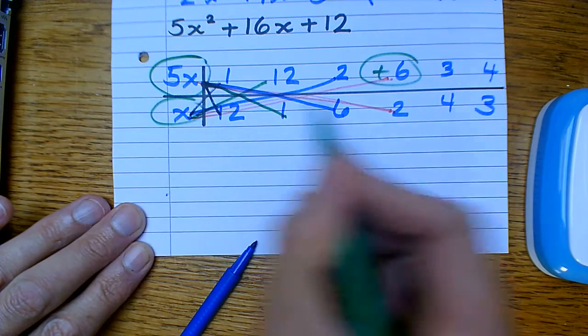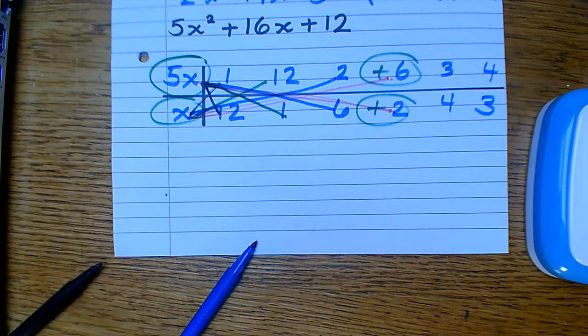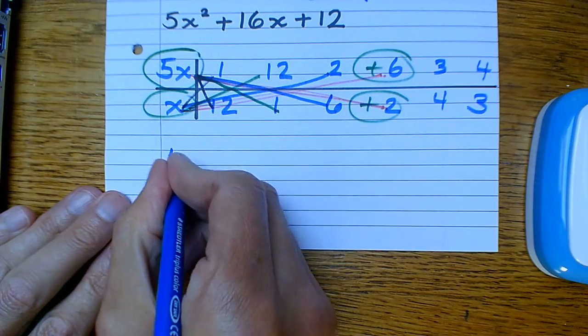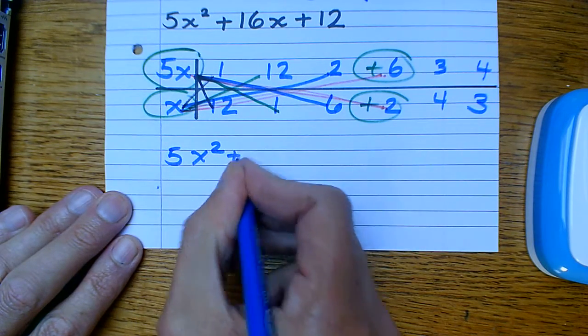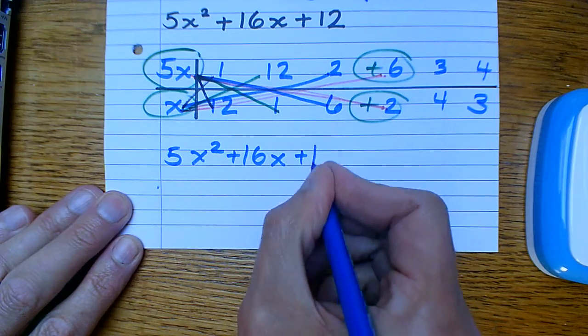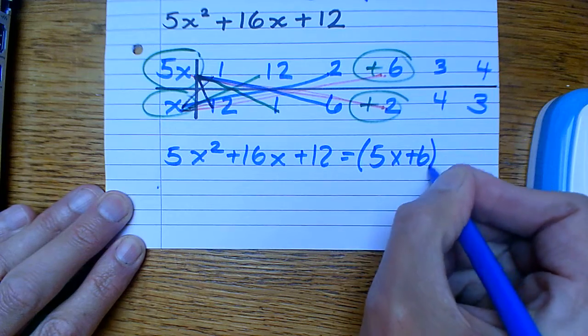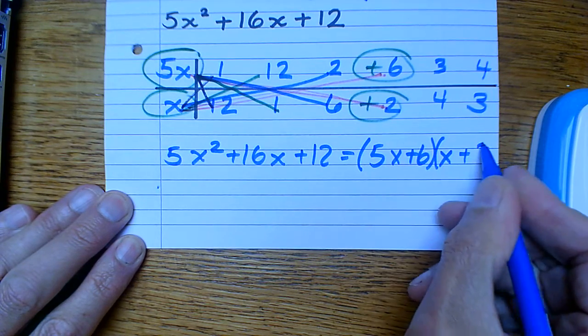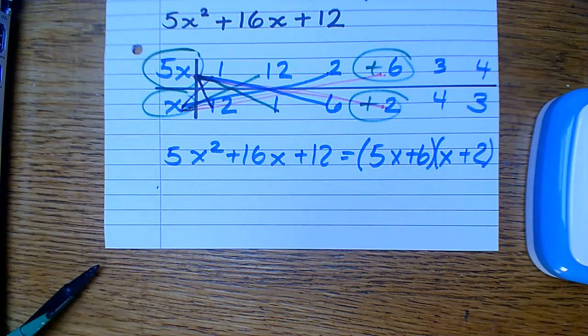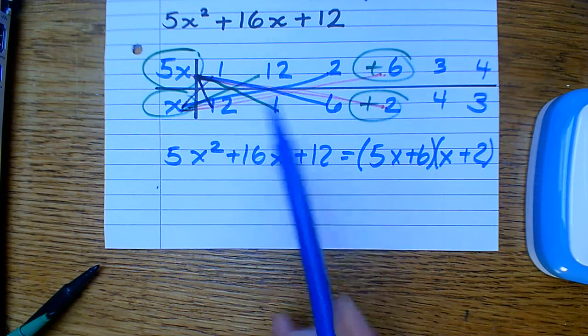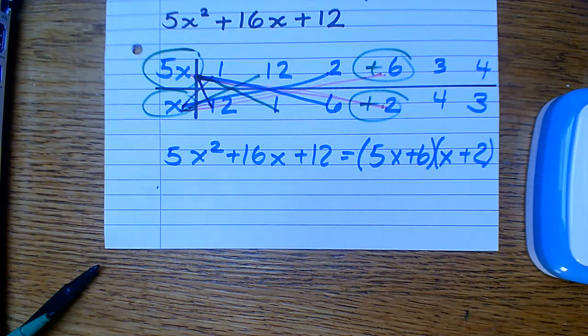Our second bracket is going to be the x plus 2. So what we've managed to work out there is that 5x squared plus 16x plus 12 is equal to 5x plus 6 times x plus 2. And a wee word here. If you're lucky, it might be the very first pair that come out. If you're unlucky, it might be the last pair. You just have to keep trying until one of them comes out. And sometimes it'll be early and quick, and sometimes you might have to plod through all of them. Okay, thank you for listening.